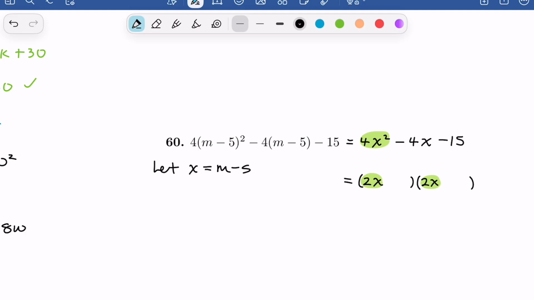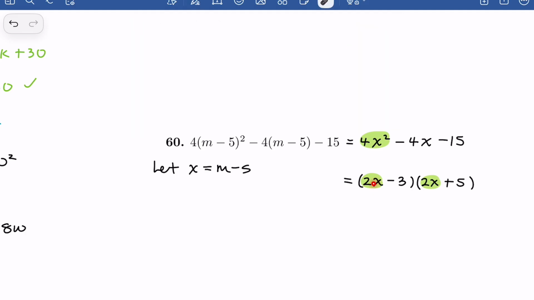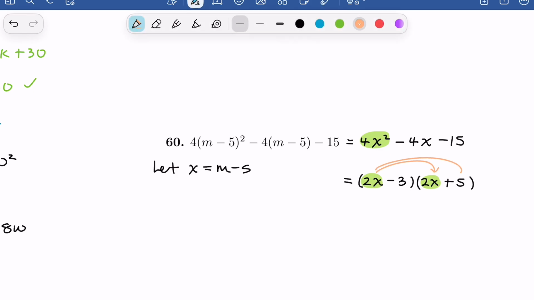So I'll put a -3 and a +5 here. Now what we need to do is check. So we're going to go ahead and FOIL this. Foiling this, we're going to distribute this to this to this, and there we go. We're going to end up with 4x squared, then plus 10x minus 6x minus 15. Combining like terms, we're going to get 4x squared plus 4x minus 15.